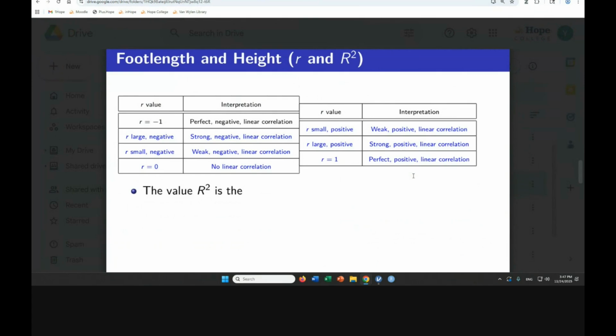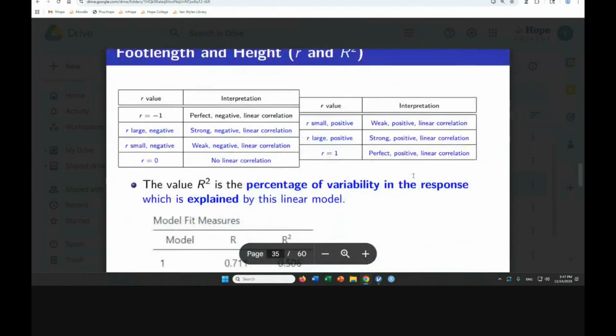Okay, so the value R squared now, we're going to talk about R squared. We've talked about R. What's R squared? R squared has something which I think you cannot guess. So I'm going to give you the answer. R squared measures the percentage of variability in the response, which is explained by this model. It has a very nice interpretation.